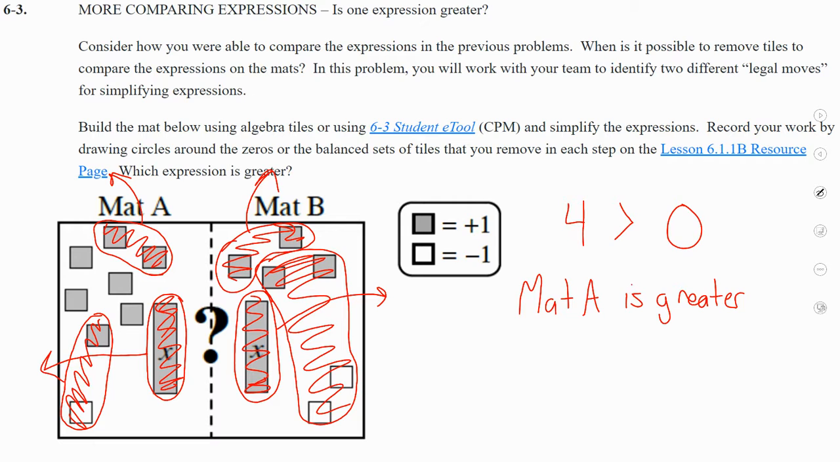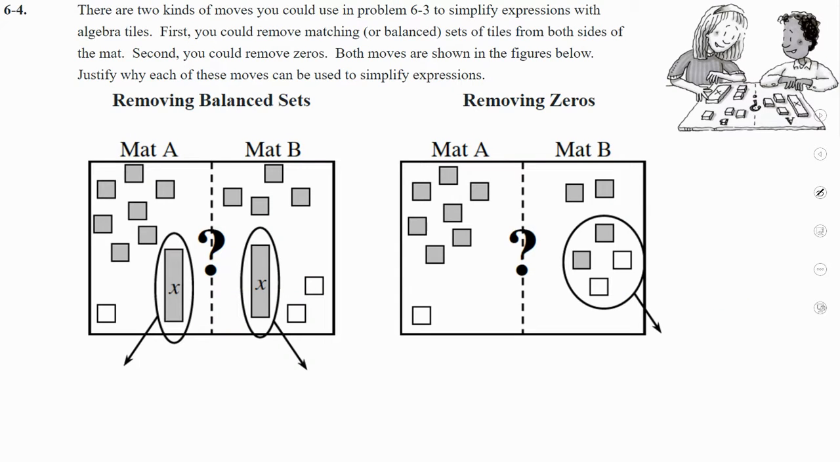So hopefully that is making sense, what we're doing. That's what they're calling the legal moves. The two different legal moves that they're talking about are the 0 pairs, and removing from both sides when they're the same thing. So this is what they talk about with that. Two kinds of legal moves that we talked about.